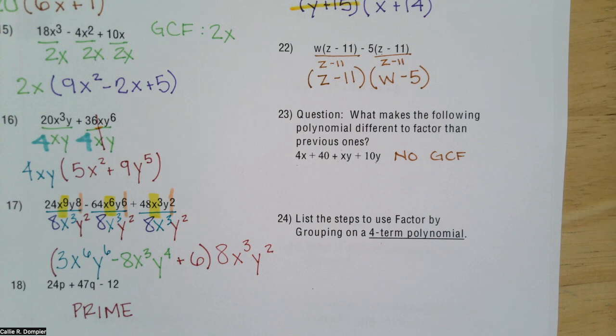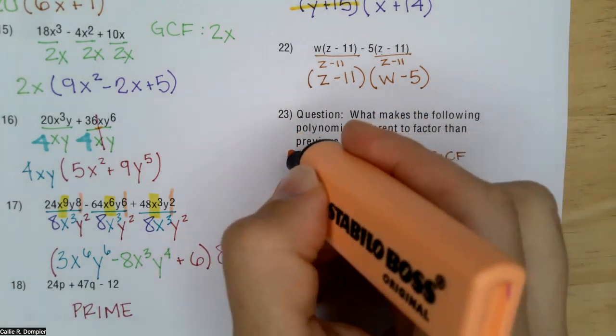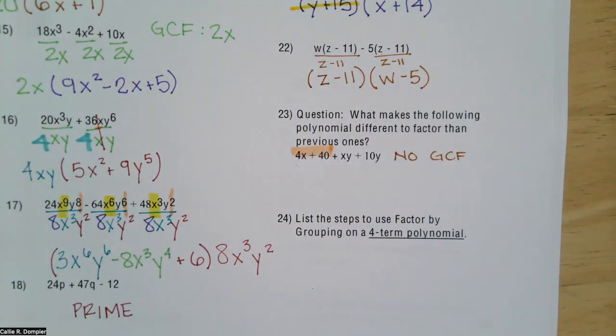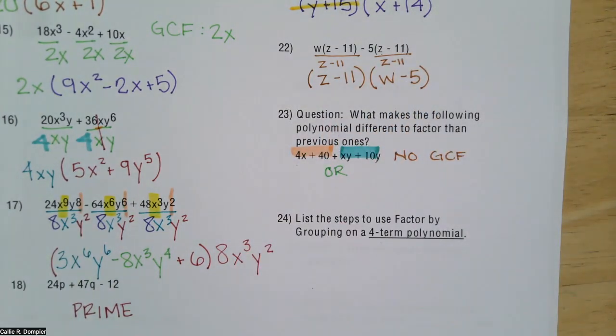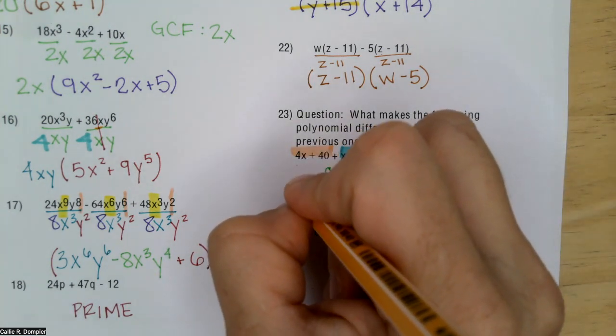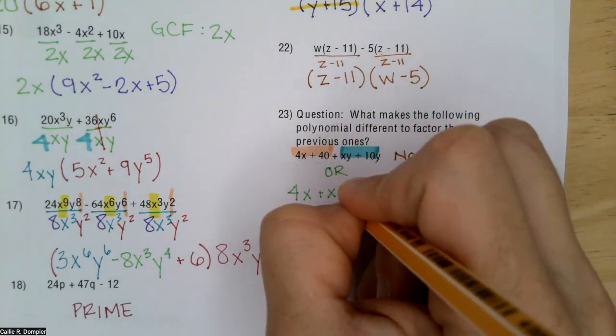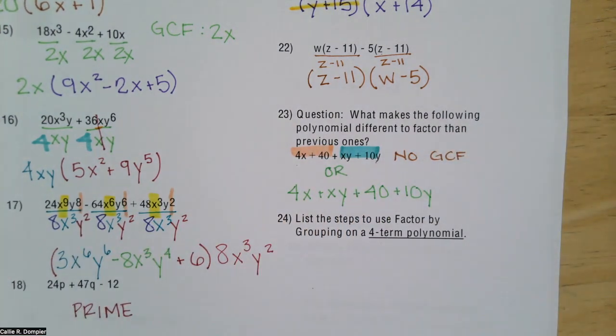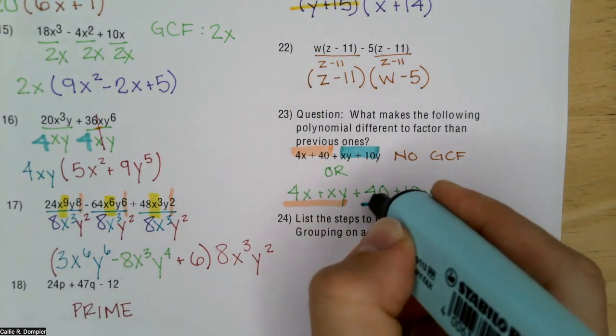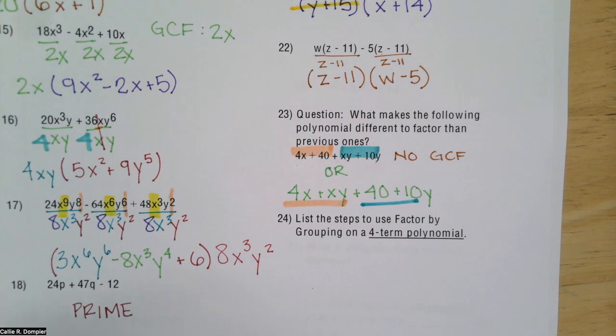So here is group 1. Here is group 2. Okay. Or it will still work if you decide to move them. If you decide it's 4x and xy and 40 and 10y, now that's the first group. And that's the second group. It's a different pair of groups, but check each group, okay?